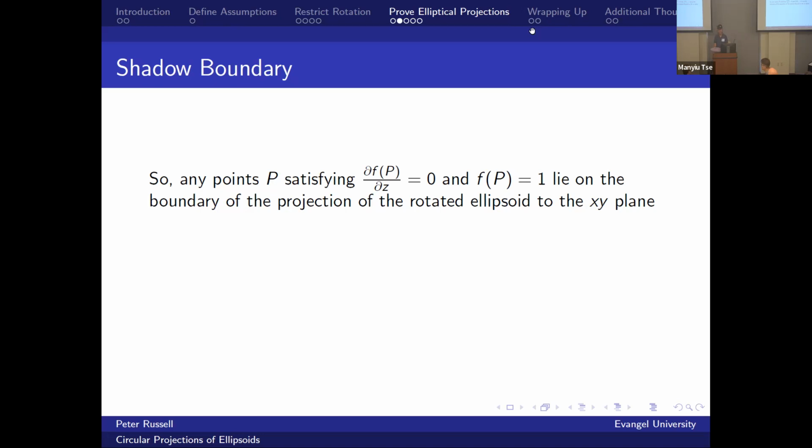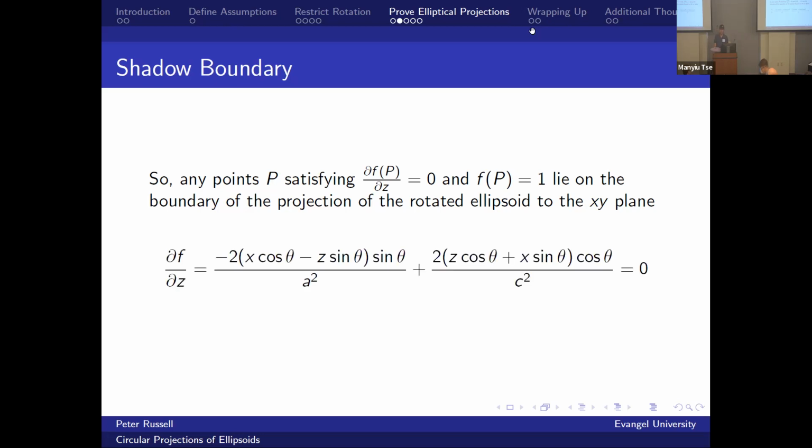So doing that, we can do a little bit of algebra, and we find the z component of the gradient just by taking the z partial derivative of our equation of the function, which gives us -2 times x times cosine of theta minus z sine theta, times the sine theta, over a squared, plus 2 times z cosine theta plus x sine theta, times cosine theta, all over c squared, and that's equal to 0. Because we want that z component to be 0 for the tangent plane to be vertical.